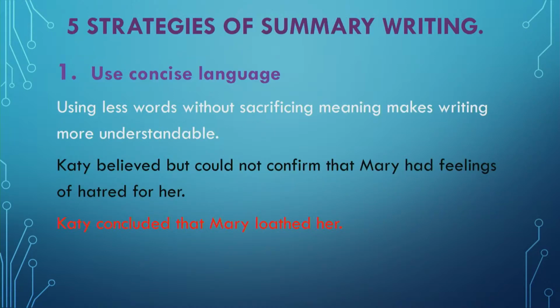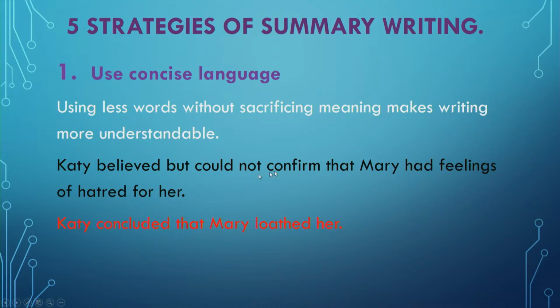Now, we're going to have a look at the 5 strategies of summary writing. The first strategy, we use concise language, right? Understandable, brief, understandable language. All right, you're probably wondering, what is that? It means that using less words without sacrificing meaning makes writing more understandable. So using less words without sacrificing the meaning of the text makes writing more understandable. Now, I have an example here set for you.